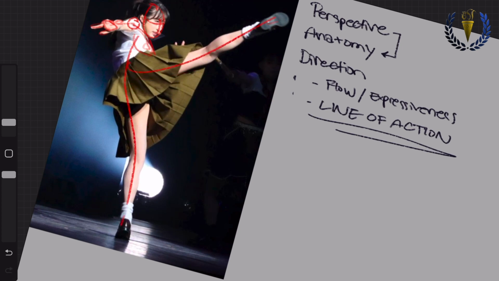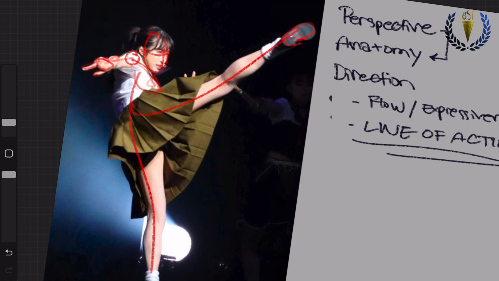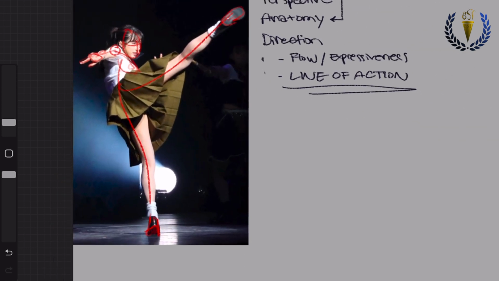So after the line of action, I like to map out a few other things of the body. I like to map out where the limbs are going, so the legs and the arms. I like to map out the torso and the shoulder line and the hip line to just get some very basic information on how the body is positioned in this pose.